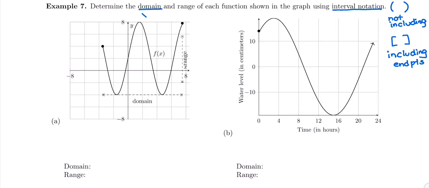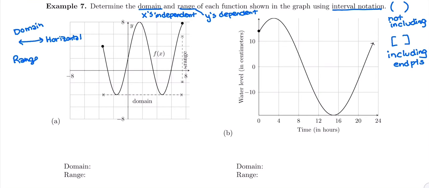So some review on interval notation. Also, domain is the x's, or the independent, and then range are the y's, the dependent. So for domain, we're going to look horizontally. And range, we're going to look at the dependent variables, the output. We're going to look vertically on the graph and see what numbers.